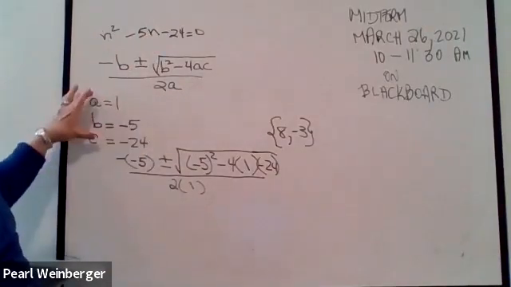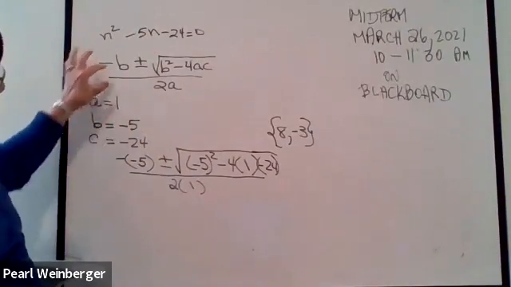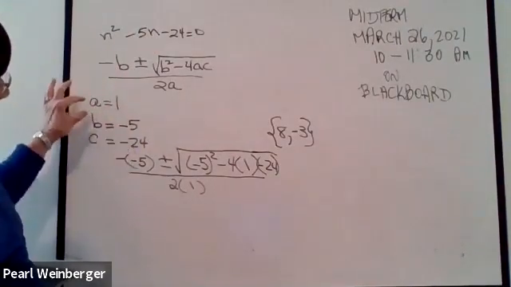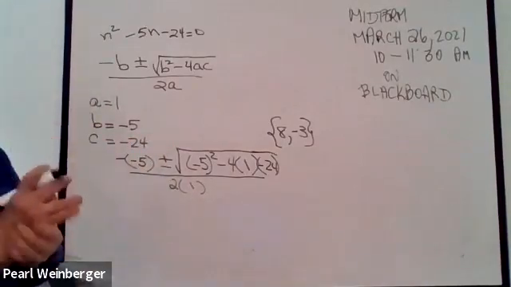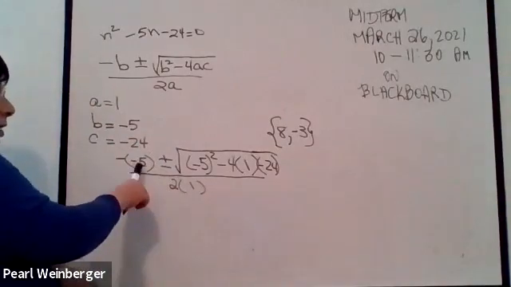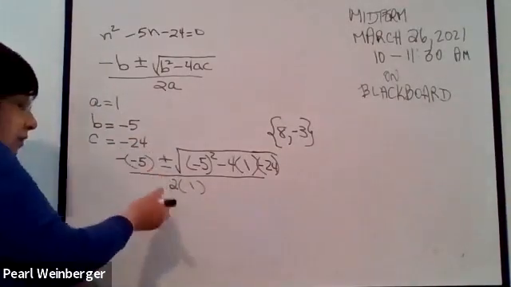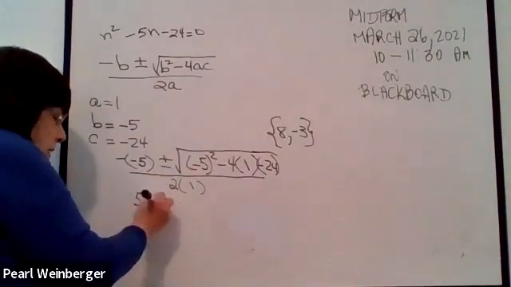That's why I like to write these A, B, and C down so I know what to fill it. There's a B, I fill it with a negative 5. There's a C, I fill it with a negative 24. It's just a matter of filling it up, and now we simplify. Negative times a negative 5 is a positive 5. Then we have plus or minus.